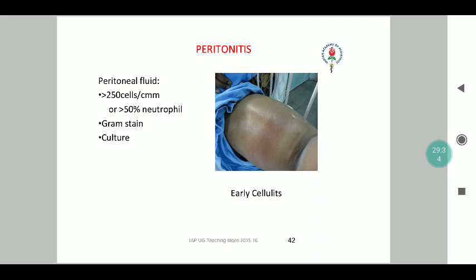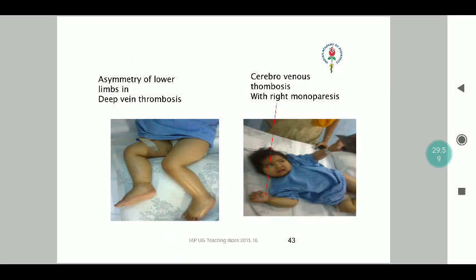Now, a question will come: peritonitis. If you are suspecting peritonitis, it will present more often than not as pain abdomen. So it is important to ensure that you evaluate that thoroughly and it's not missed. The typical feature of peritonitis is that a peritoneal fluid tap will show more than 250 cells per cubic millimeter of fluid, proven on a gram stain or a culture.